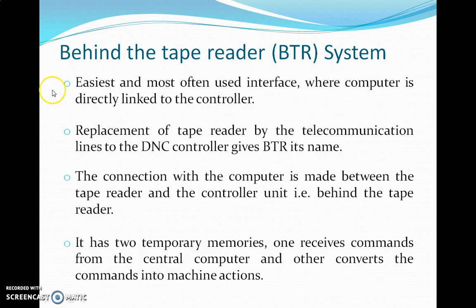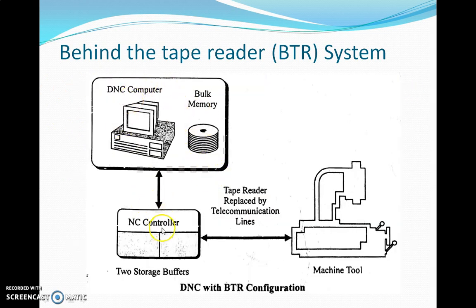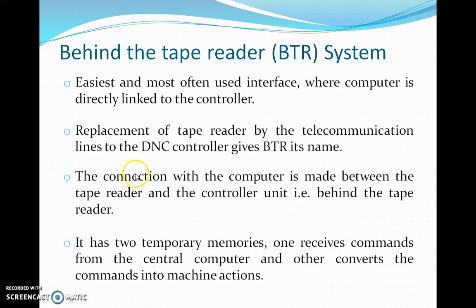This is the easiest and most often used interface, where the computer is directly connected to the controller. Replacement of the tape reader by telecommunication lines to the DNC controller gives BRT its name. So we have replaced the tape reader with a telecommunication line which is linked to the DNC controller. That is why it is called the behind the tape reader system. The connection with the computer is made between the tape reader and the controller unit, that is, behind the tape reader.